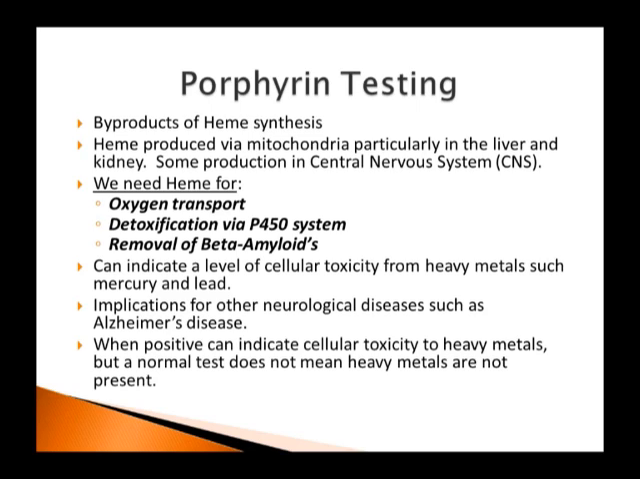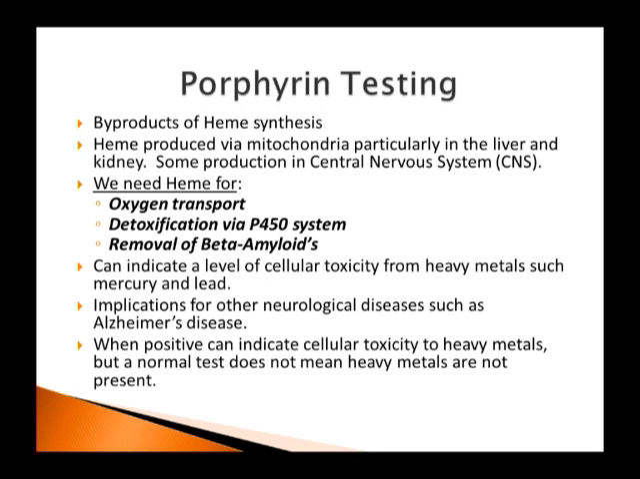Porphyrins are very sensitive to environmental toxicity, not only chemical toxicity, but especially heavy metal toxicity, mercury, lead, arsenic, etc. There are genetic defects in porphyrin metabolism, which are quite rare, and when they are positive, many of them are life-threatening, but they're extremely rare. So the porphyrin test is a way, along with a hair analysis, to look at the exposure of heavy metals as well as get an idea of cellular reactivity to heavy metals.